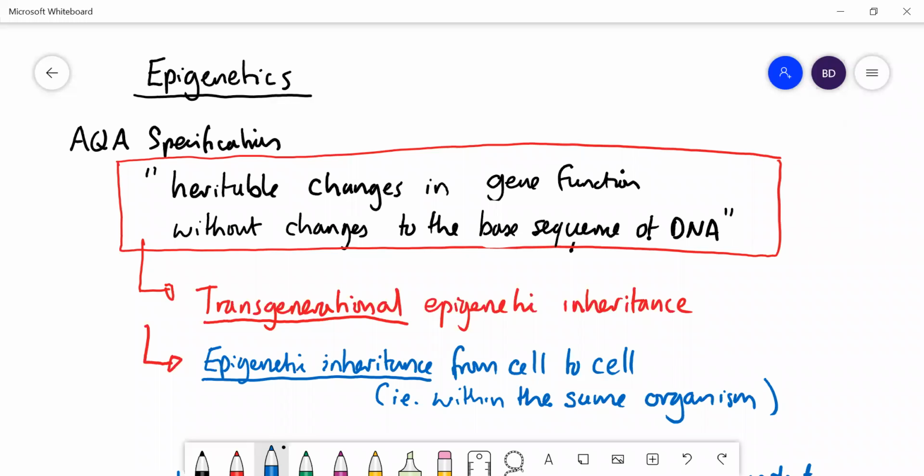Okay, so epigenetics. Now we need to be a little bit careful with epigenetics if you're reading stuff, because people have slightly different definitions of epigenetics. So let's stick with the one that AQA has written in their specification.